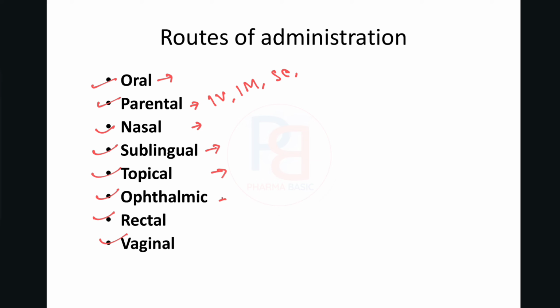Then coming to the ophthalmic dosage form. Ophthalmic dosage forms are the dosage forms which are used in the eye. For example, eye drops, eye ointments, eye gels. Then rectal dosage form. These are the dosage forms which are used in the rectum of a patient. For example, suppositories, ointments, creams. Then the vaginal dosage form, these medicines are used in the vaginal canal of a patient. For example, suppositories and pessaries. These are the vaginal dosage forms.